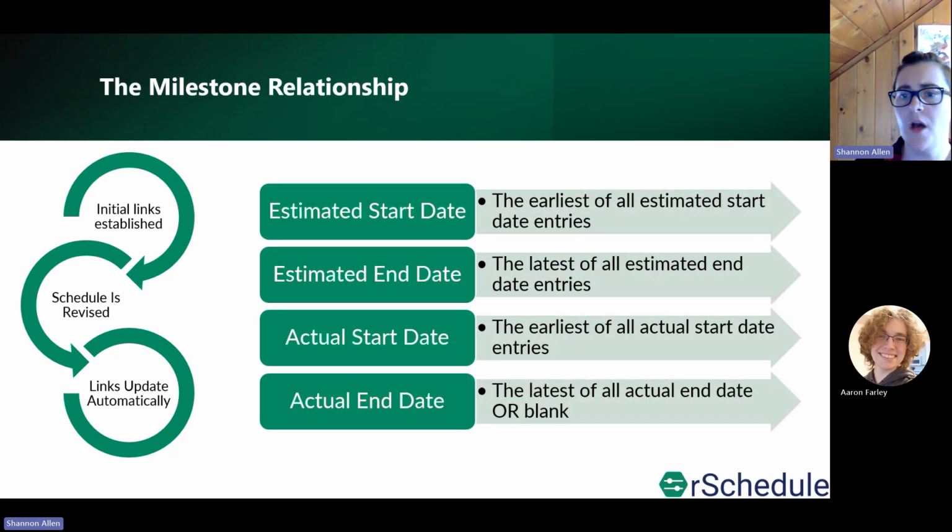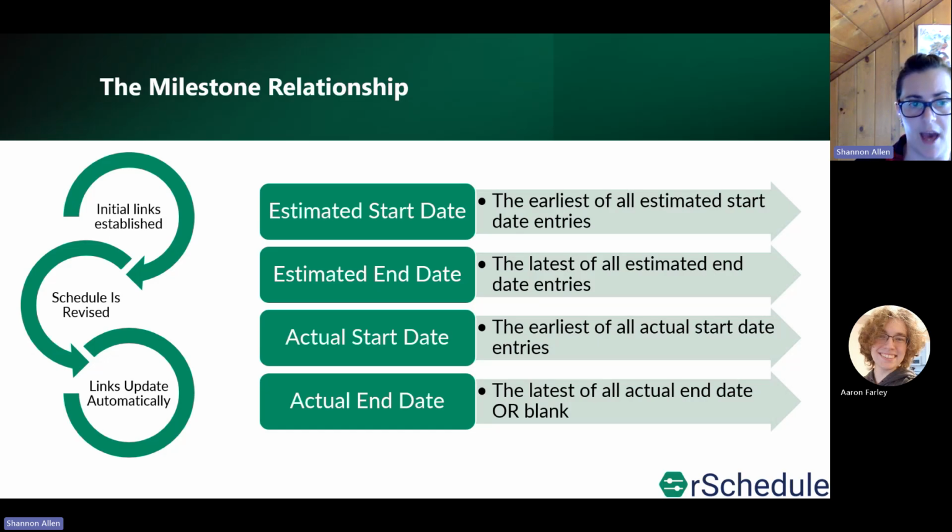On the screen now are the fields of milestones and how they're represented. This extension is in the setup. It allows for multiple scheduled tasks to influence the dates of a single milestone. So your estimated start date will be the earliest of all your estimated start date entries, the end date the latest of all your estimated dates, and the start date the earliest of your actual dates. Where it changes is the actual end date. This is going to be the latest of all, or it will be blank.